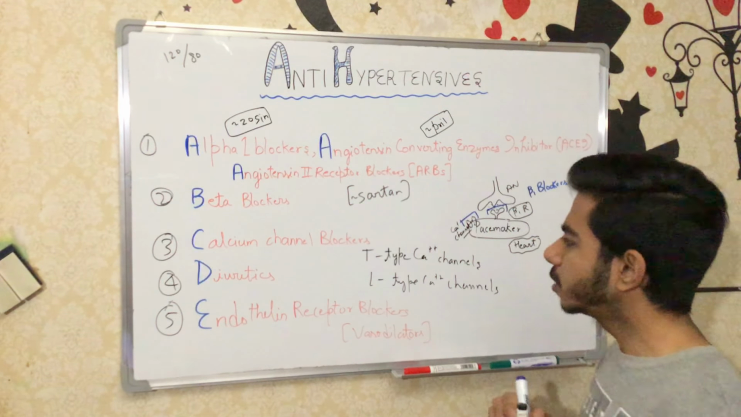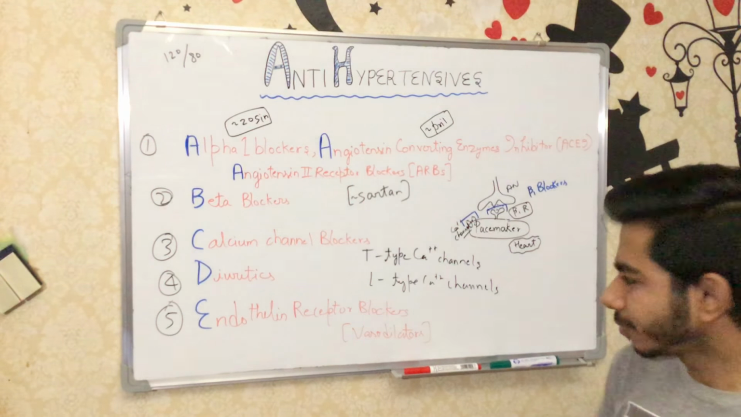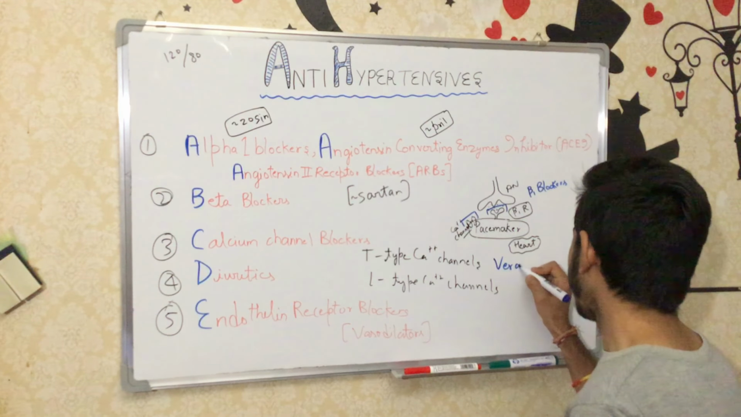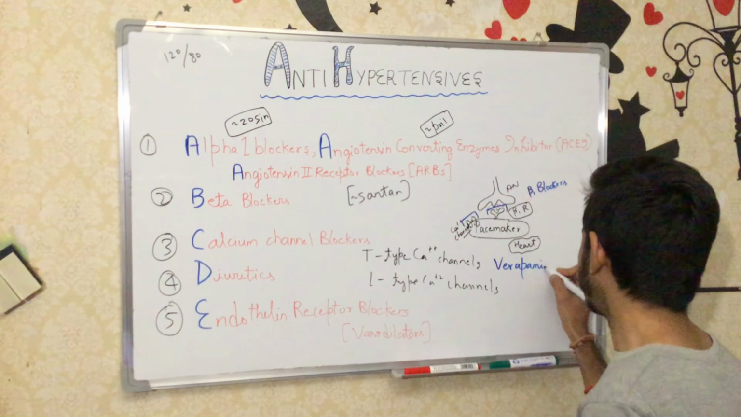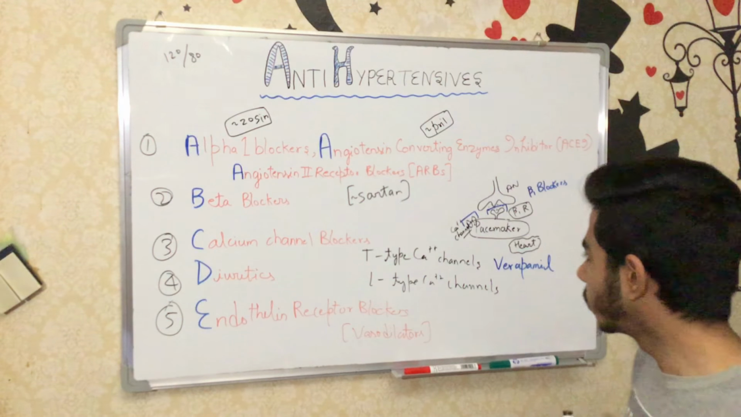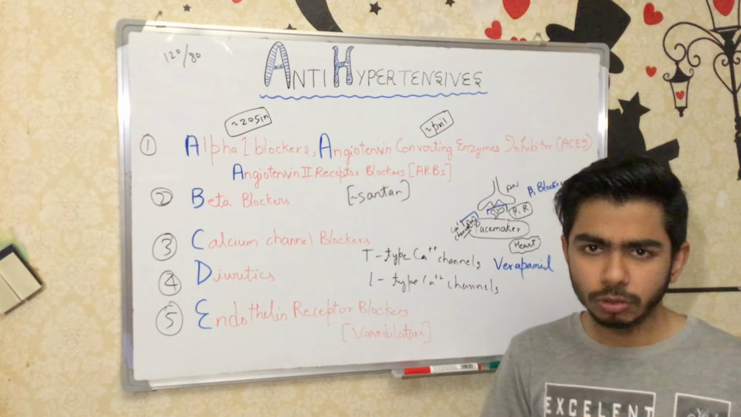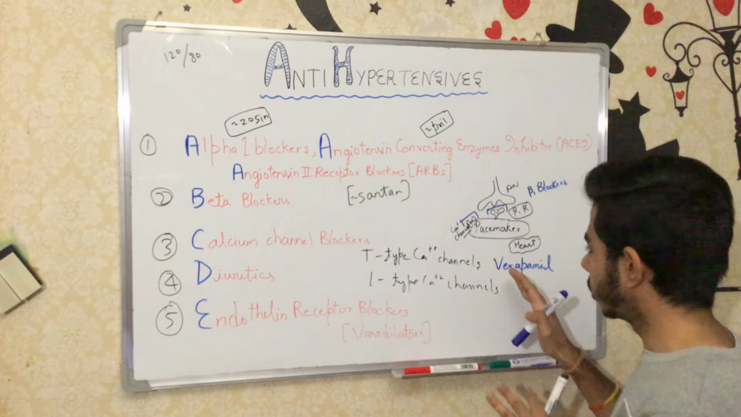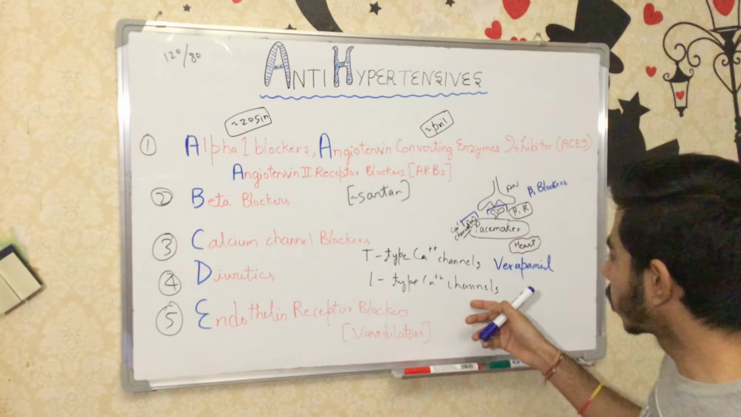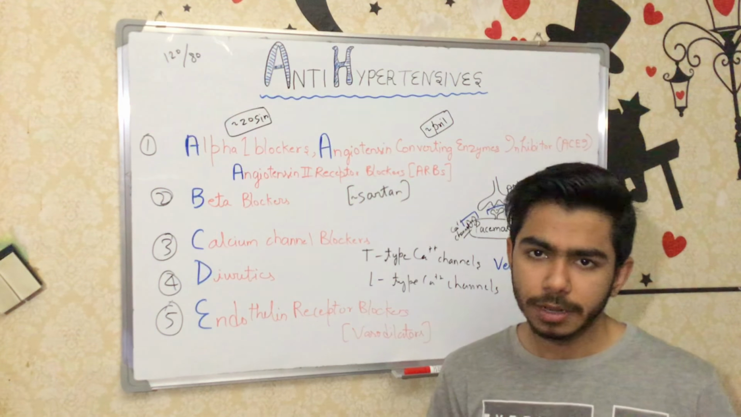So in the T-type calcium channels, what kind of drugs do we have? We have verapamil. So verapamil is the famous drug which acts on the T-type calcium channels. However, in higher doses, they can act on the L-type calcium channels too, but usually they act on the T-type calcium channels.